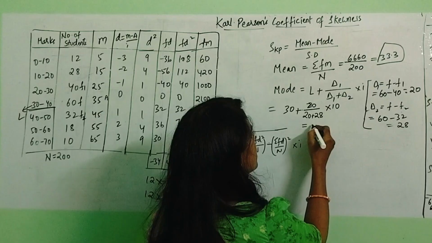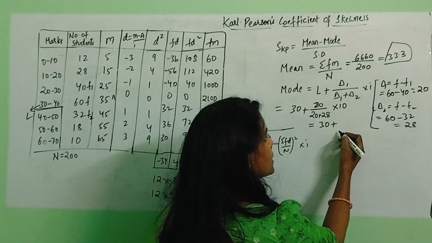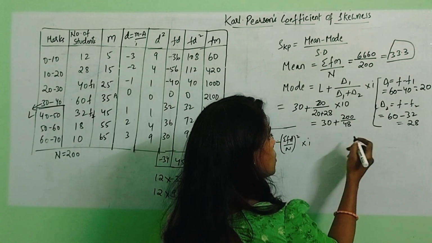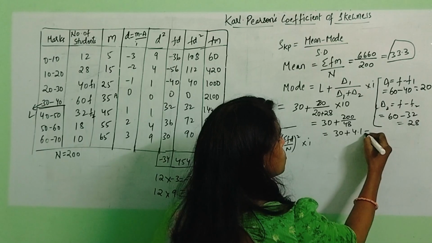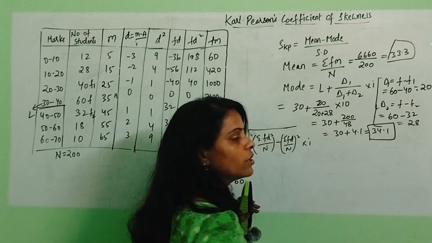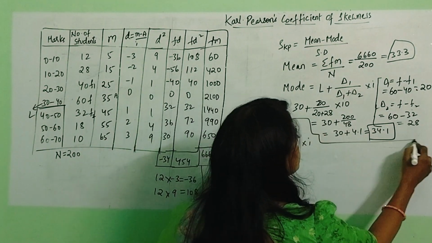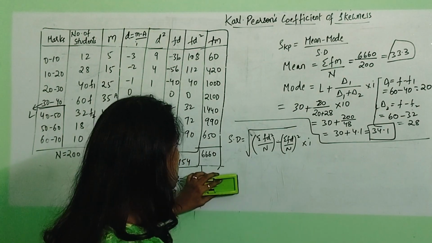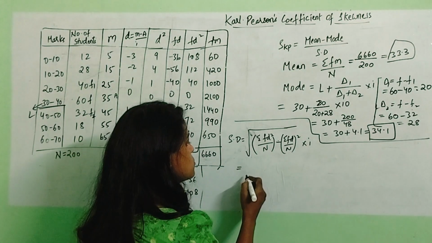Okay. So what's the value here? 30 plus 20 into 10. That is 200 by 48. Okay. So 30 plus 4.1, that equals 34.1. So this is your mode value. Done with the mode value. Next what we have to do, that is calculate your standard deviation value. Okay. So how to calculate the standard deviation value? That is by using this formula.